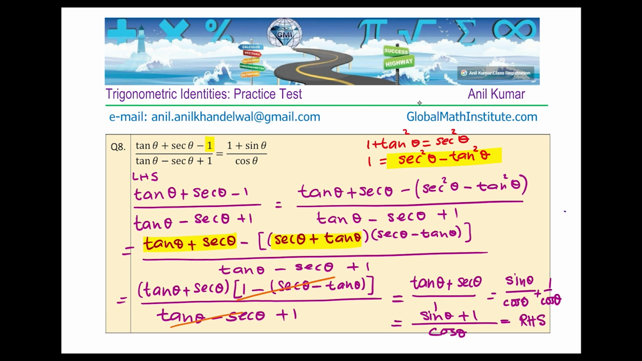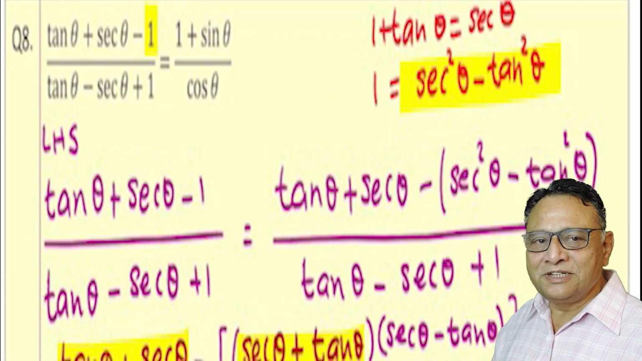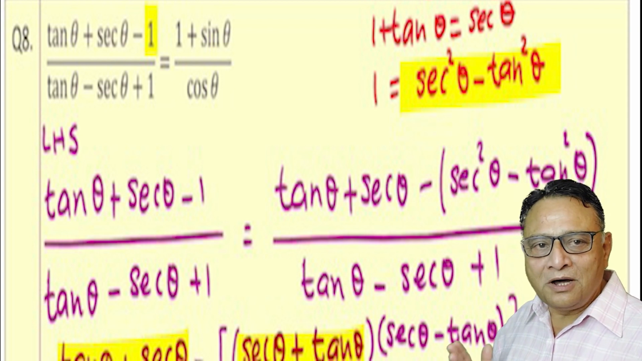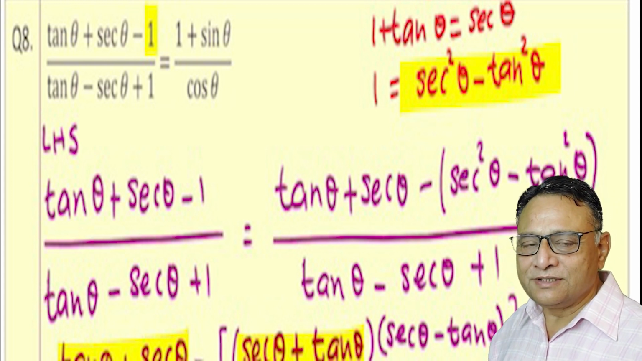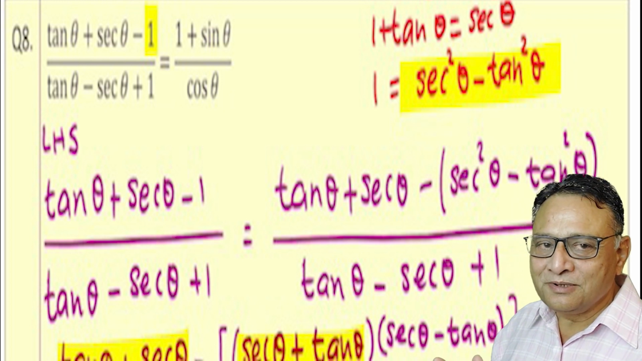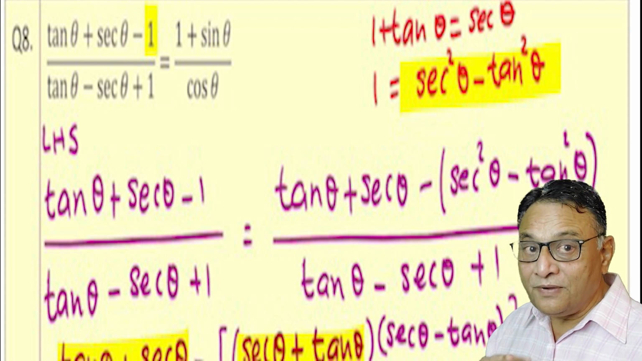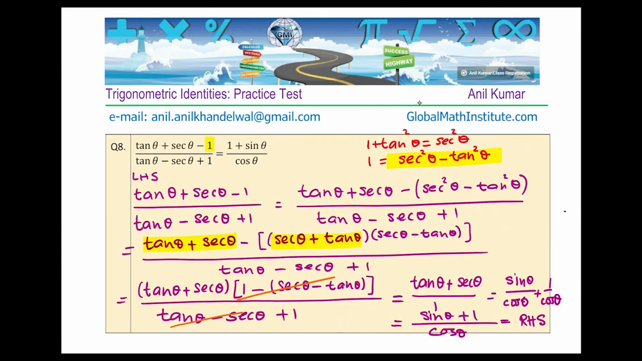Do you see how we can prove this identity? In this test example, you see the beauty of using the Pythagorean trigonometric identity. 1 plus tan square theta is secant square theta, which can be written in many different ways. And see how we wrote 1 as the difference of secant square theta and tangent square theta, factored it, and then proved the identity. That's the beauty. So the strategy which I have utilized here is to write 1 as the difference of secant square theta minus tan square theta.